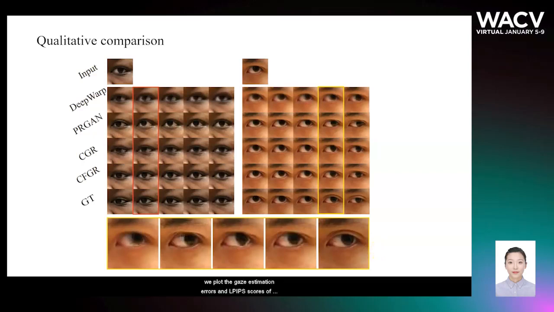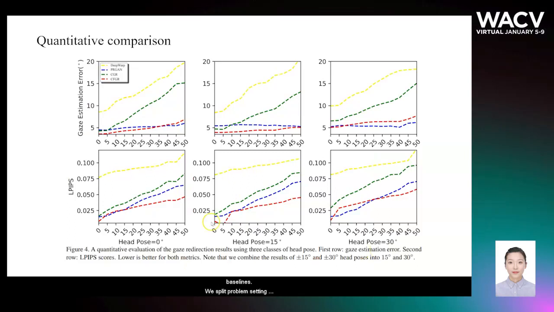Next, we plot the gaze estimation errors and LPIPS scores of the baselines. We split the problem setting according to head pose and the angle difference between source and target domain. It can be seen that our model achieves better performance in most cases. Moreover, we present many more experiments in our full paper, including an ablation study. We recommend reading the paper for more experimental results.